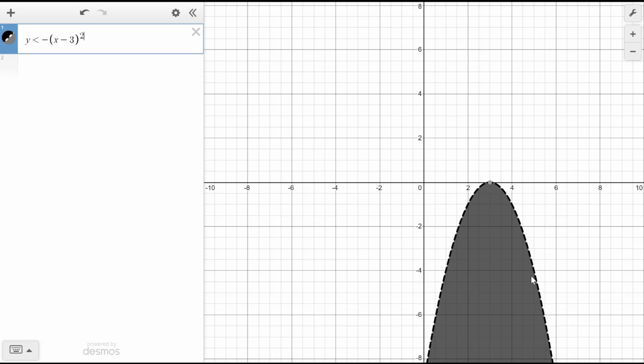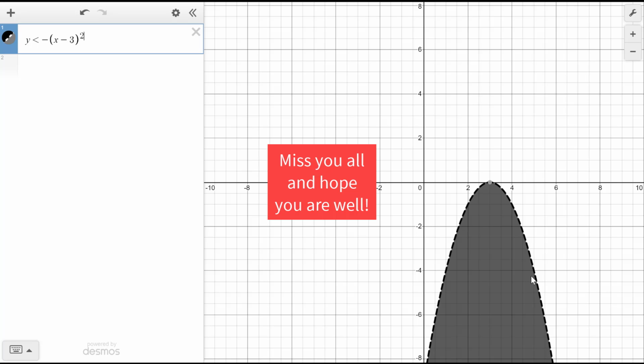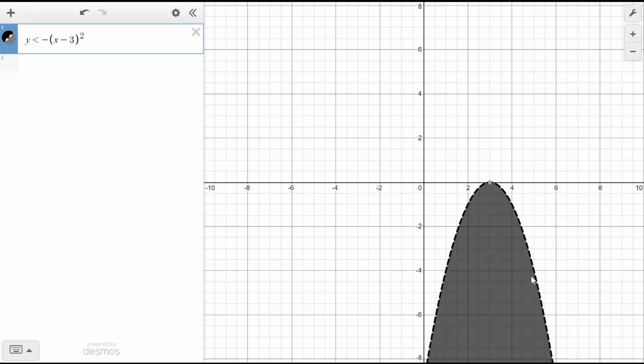So while you're doing these problems on your homework, make sure that you are indicating the correct type of line. If it's less than or equal to, greater than or equal to, you will have a solid line. If it's strictly less than or strictly greater than, it will be a broken line.